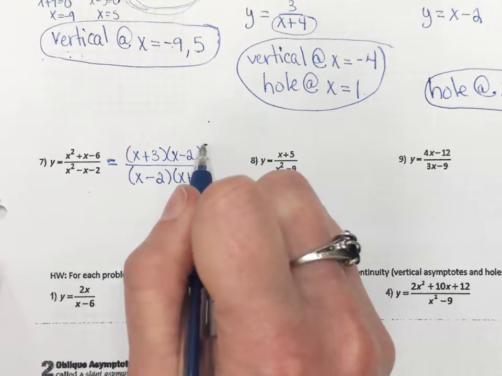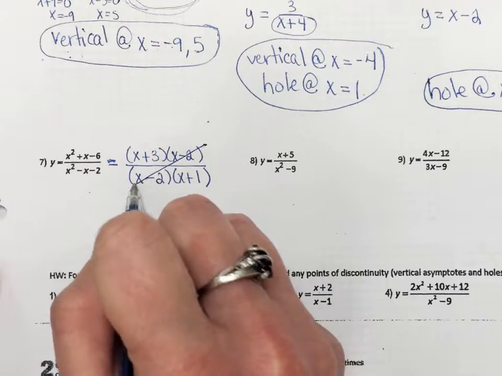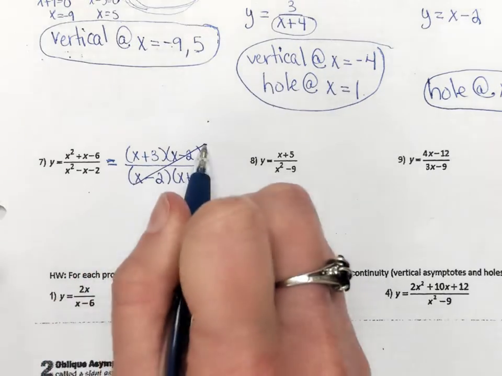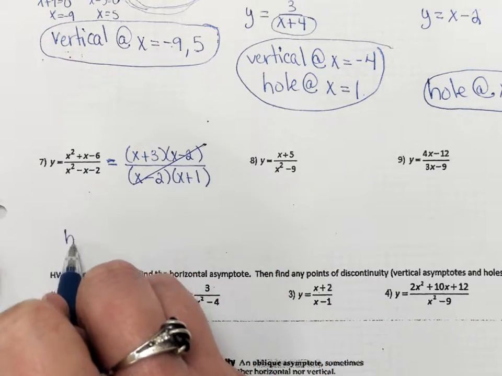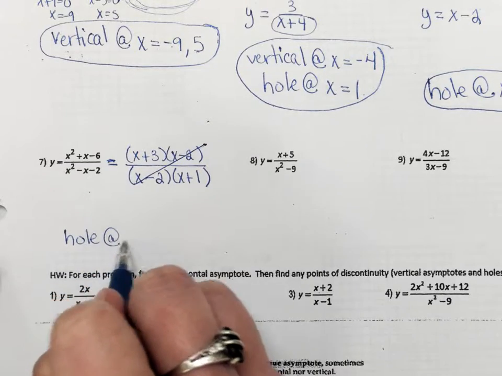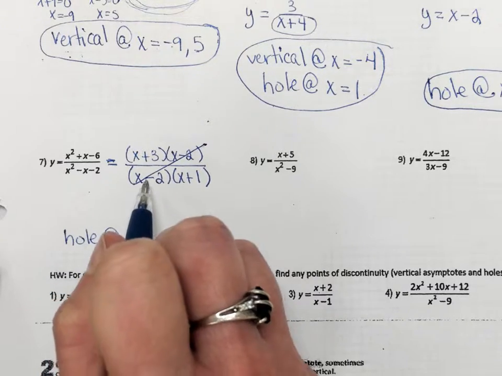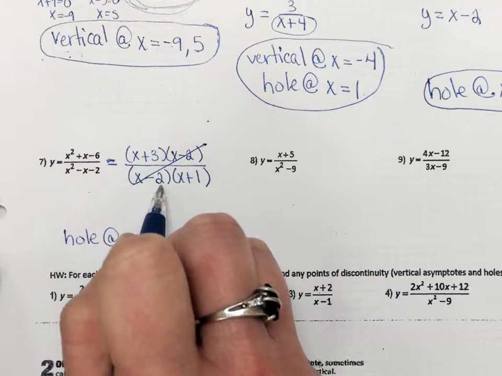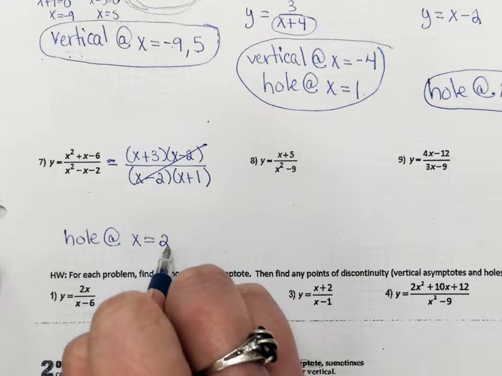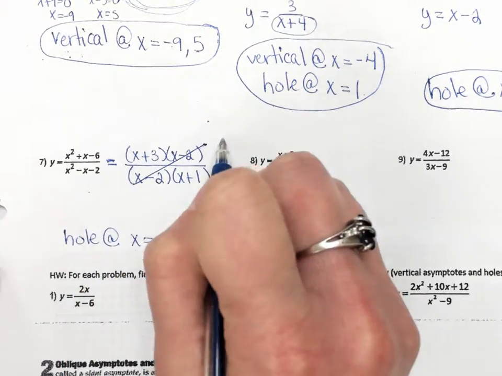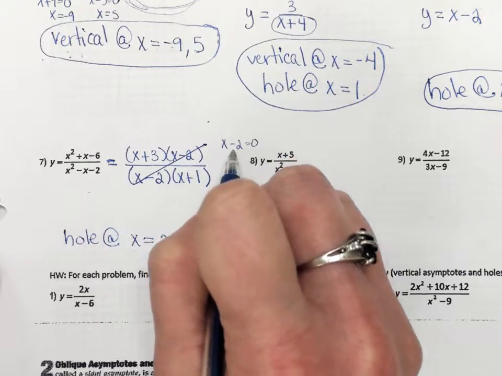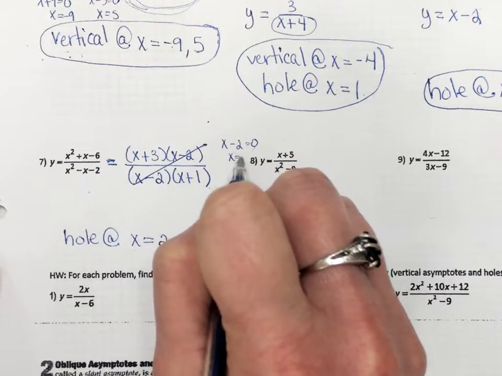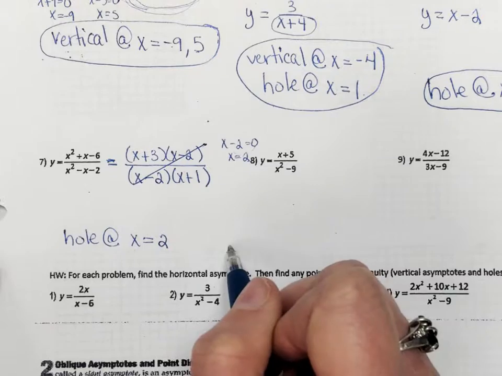So you notice that the x minus 2's cancel. Whoa, whoa. If you take it out of your equation, you took it out of your graph, what happens? That's a hole at x equals... If I were to solve x minus 2, set it equal to 0, you would get x equals positive 2, okay?